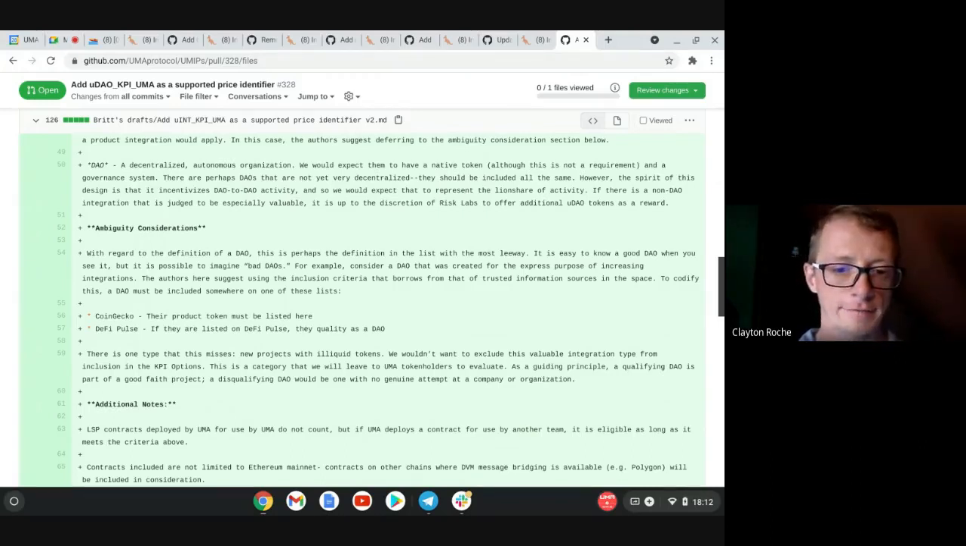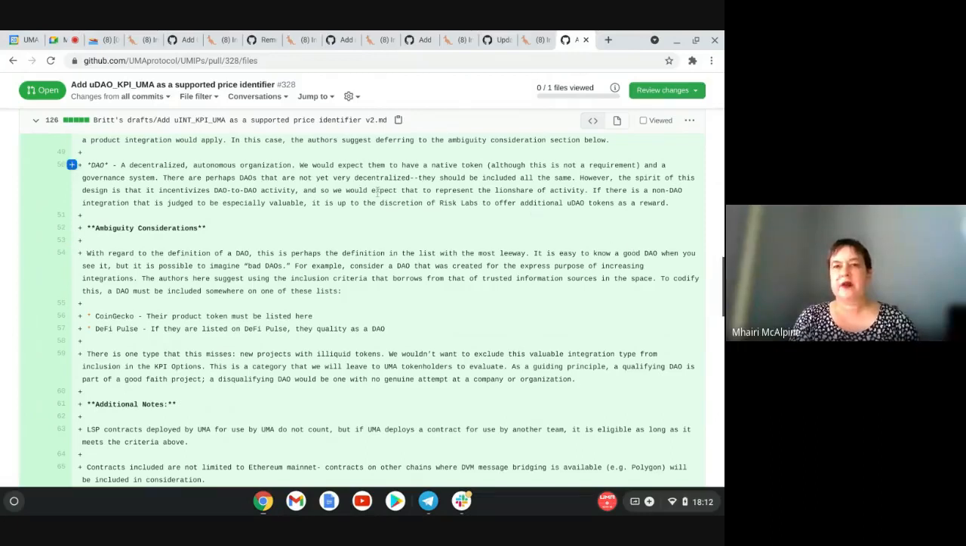That's kind of the overview of it. Trying to think if there was anything else. Could I just ask you about this bit? It is up to the discretion of Risk Labs to offer additional UDAO tokens as a reward.